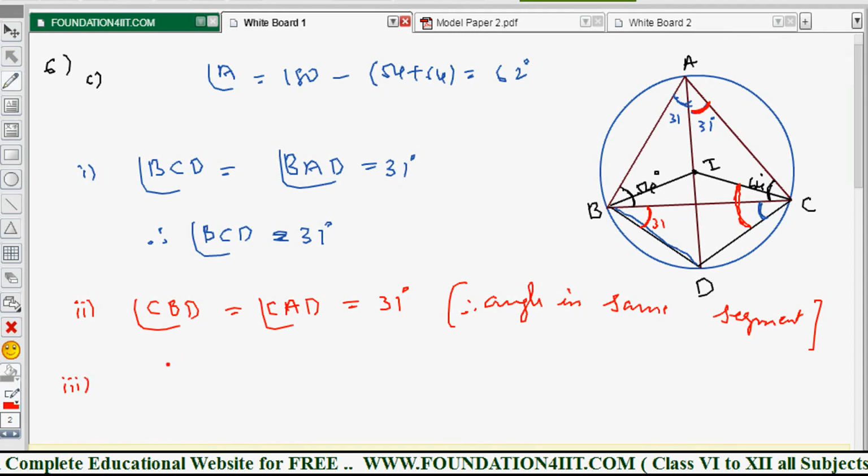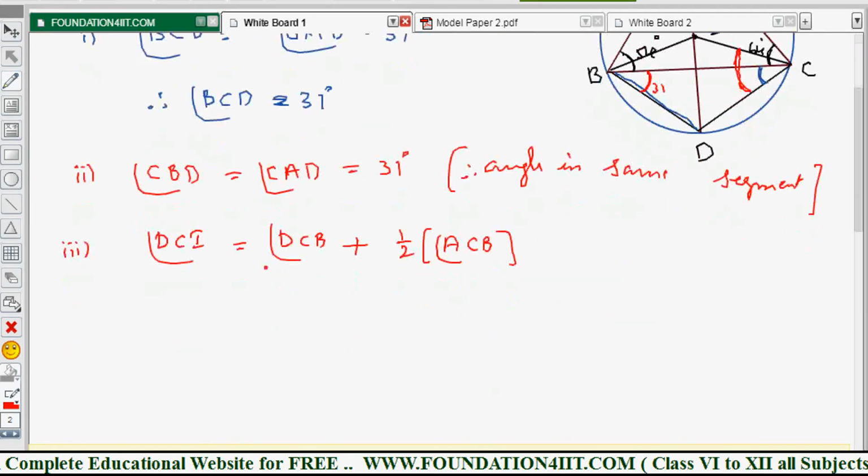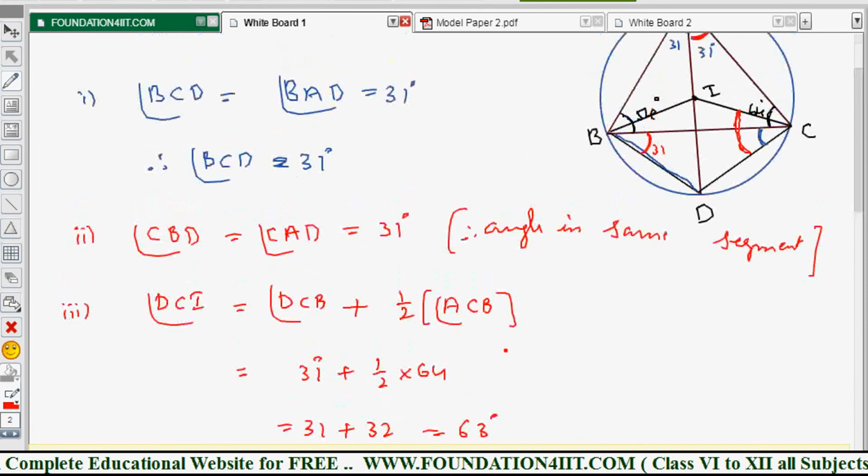So if you want to find angle DCI, DCI is equal to angle DCB plus half of the angle ACB, because that is bisected. Then we can add both. So angle DCB is already 31 degrees, plus half of that 64. Then 31 plus 32, half of the 64, so 63 degrees. So angle DCI is 63 degrees, right?